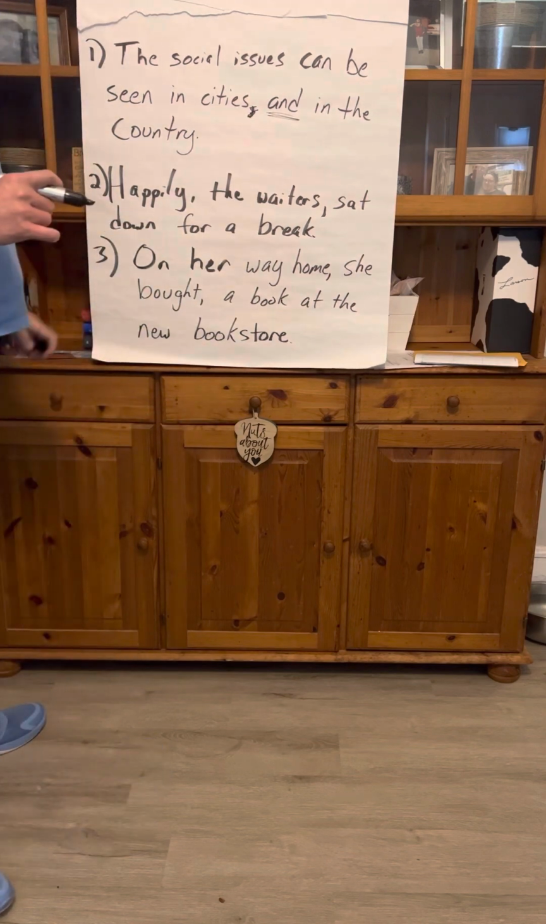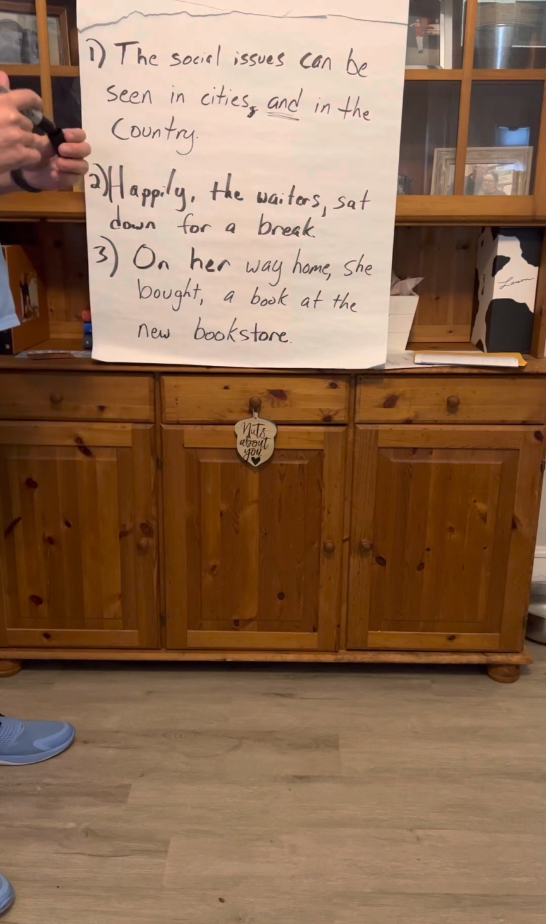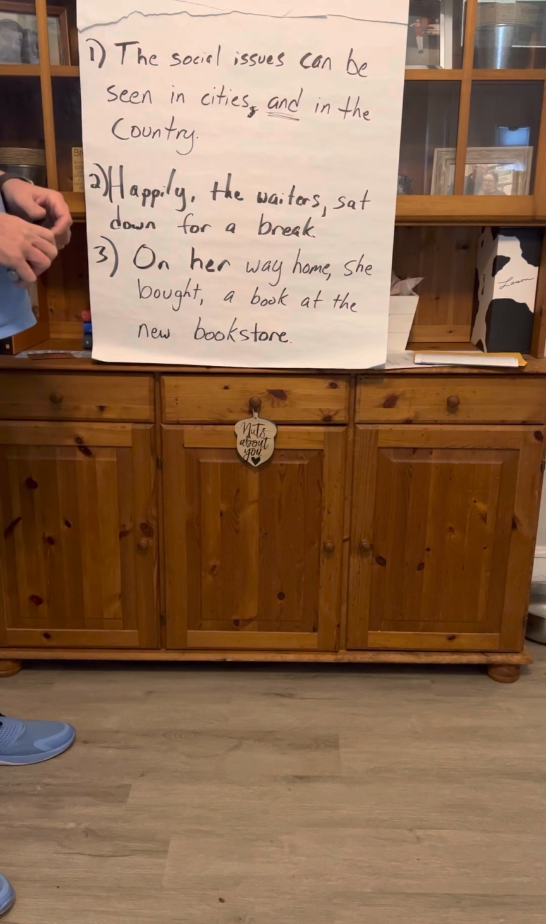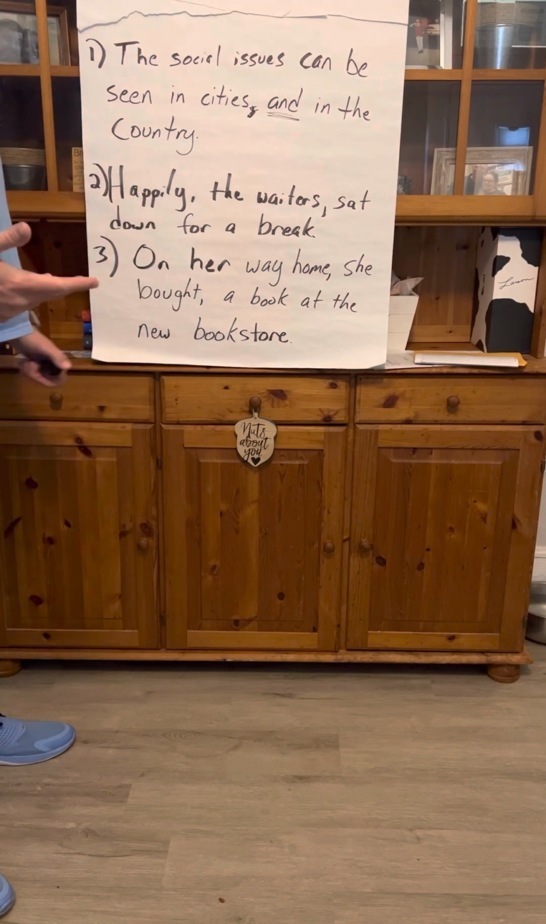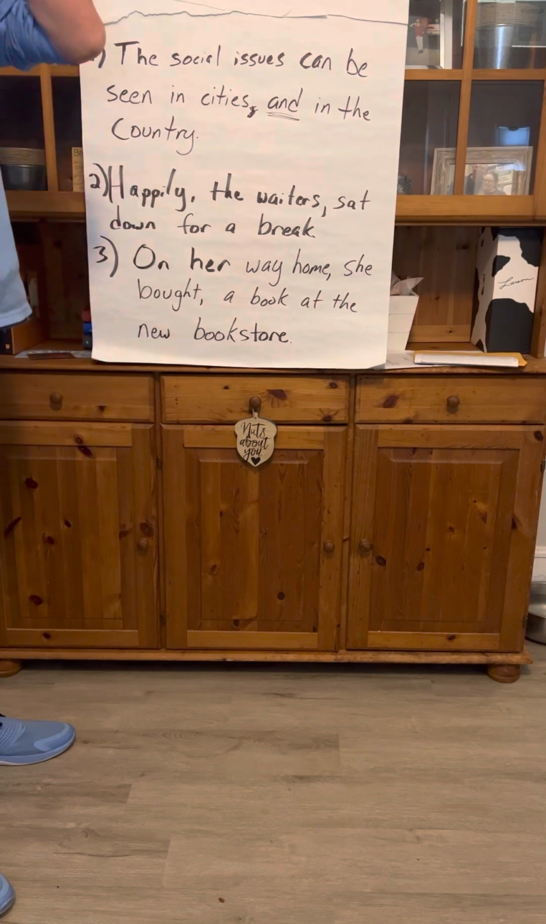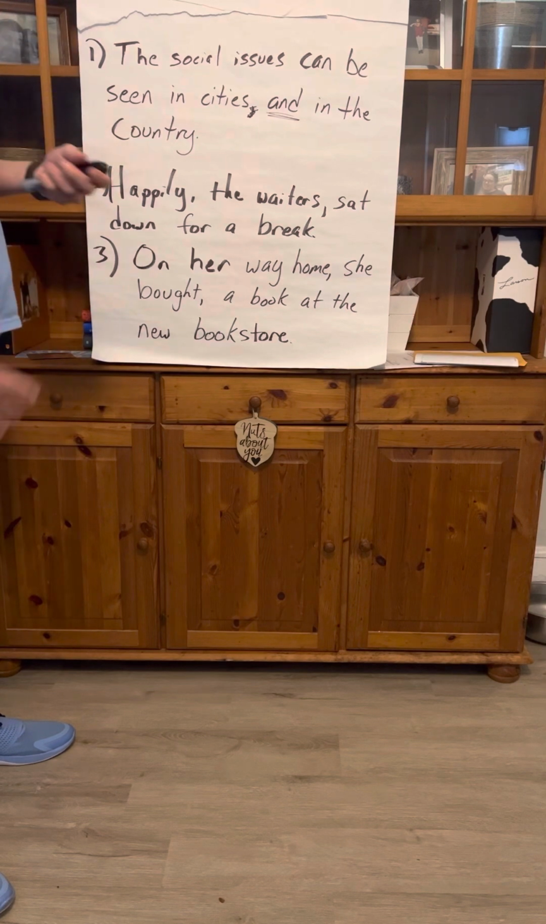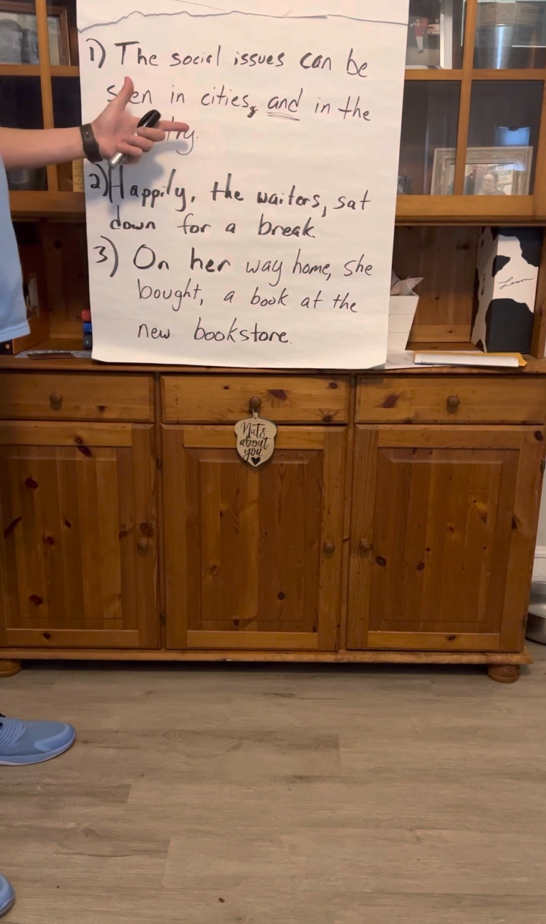If we had read it with the comma, it would have sounded something like, the social issues can be seen in cities, and in the country. So it's not really a natural way of speaking or writing. Instead, we want, the social issues can be seen in cities and in the country. That's how we would normally talk. That's the lack of a natural pause that you would typically see in this instance.